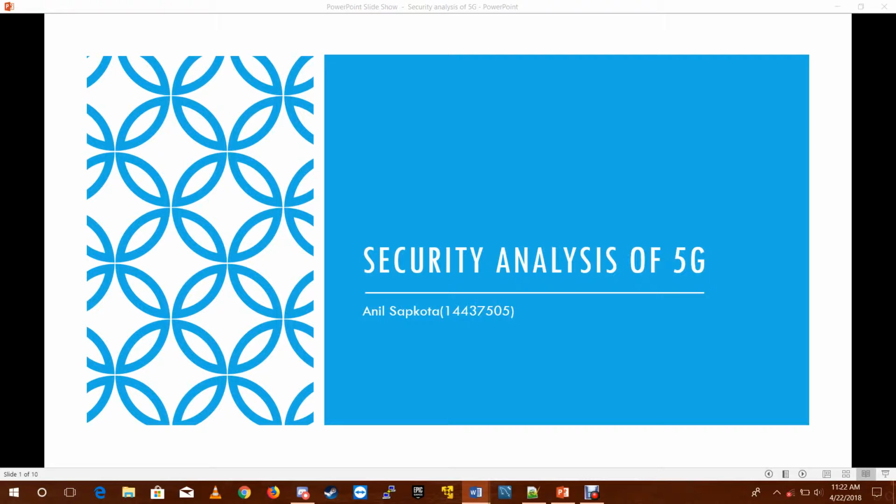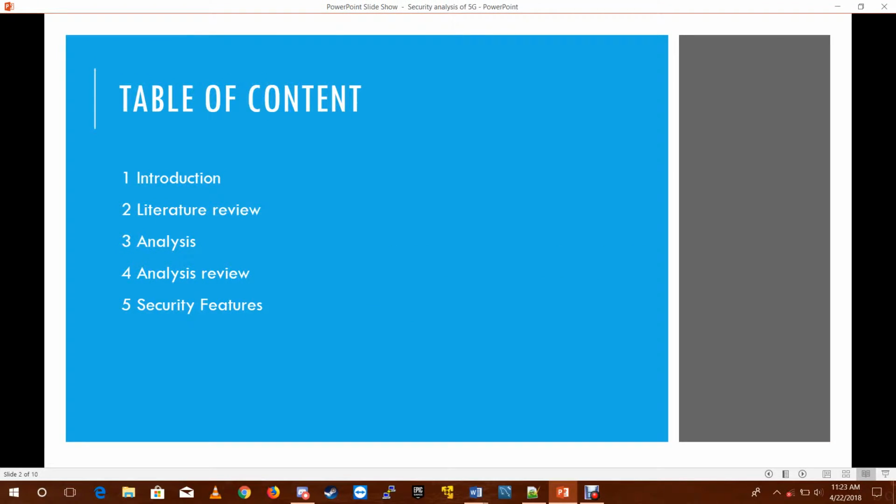This topic is for my subject, Wireless and Advanced Technology: security analysis of 5G. For this topic there is a table of contents on the next page. In the table of contents, you can see there is an introduction, literature review, analysis review, security features, and they all have their own content.